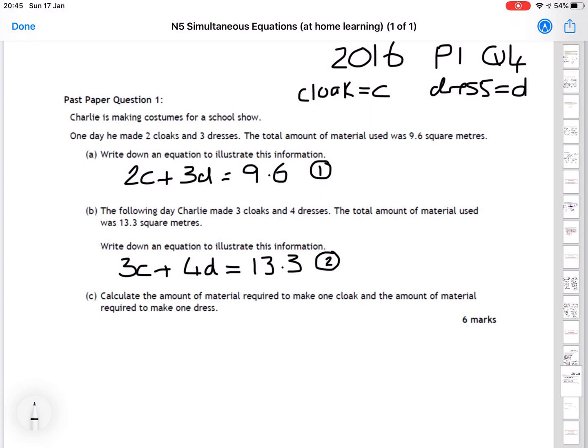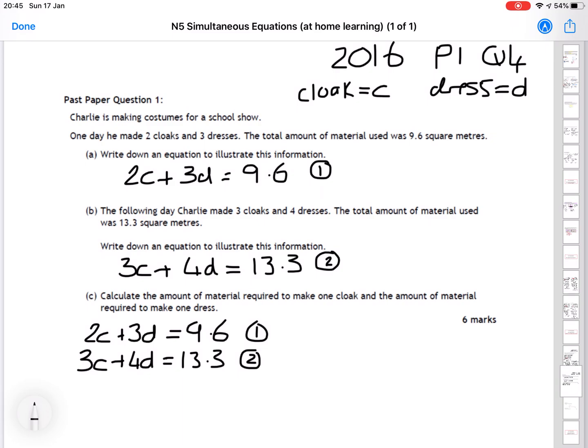So we need to decide which variable we're going to eliminate here, and I'm actually going to go for the letter C's. I'm going to make them both 6, okay? So what I'm going to do is I'm just going to write my 2 equations just one above the other down here. So 2C plus 3D equals 9.6, that was equation 1, and equation 2, we had 3C plus 4D equals 13.3. So I'm going to multiply my top equation by 3 and my bottom equation by 2 to make both the C terms into a 6.